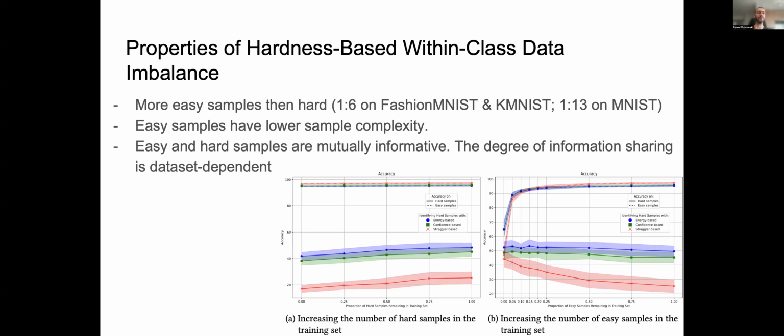And finally, which is the biggest difference from the classical data imbalance, easy and hard samples are mutually informative. This stems from the fact that they both are members of the same class. Hence, adding hard samples can increase performance on easy samples and vice versa. But this degree of information sharing is dataset dependent. On FashionMNIST, which is what we show here, we can see that adding easy samples does increase the performance on the easy test set, but not on the hard test set.